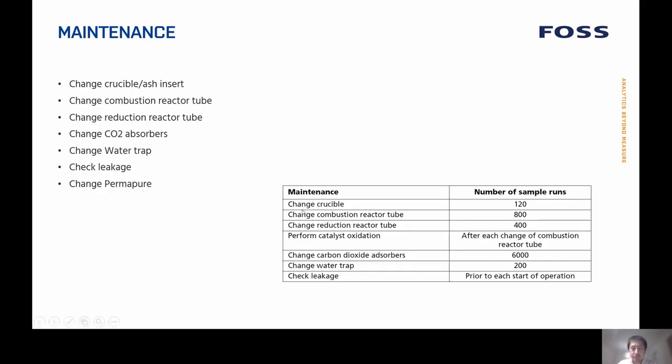For example, the crucible lifetime is 120, but this is just a reference, because lifetime also depends on the sample type you are running. For example, if you are running a high ash content sample, the lifetime will be shorter. Or if you are running a liquid sample, because you use absorbent to trap the liquid, the absorbent is inorganic material. It's like ash, it cannot be burnt, so the crucible has a shorter lifetime.